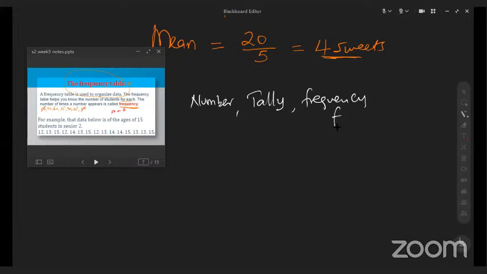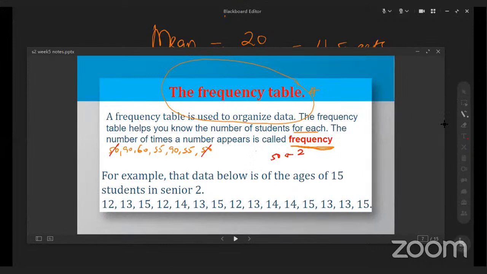Okay, now let's take an example. We have some data here: ages of 15 students in our class. Some of you, your ages are here already. Okay, if I go on and ask you your ages here.